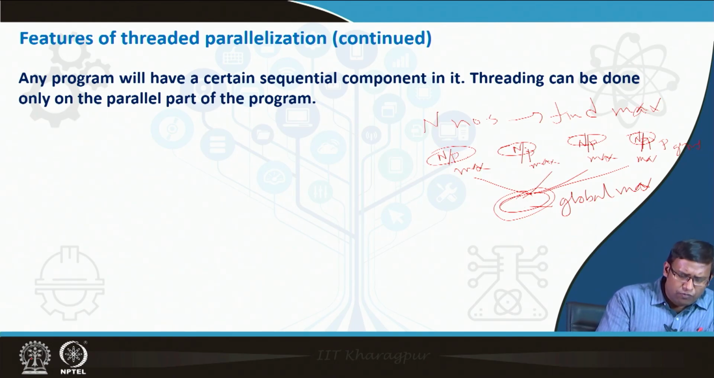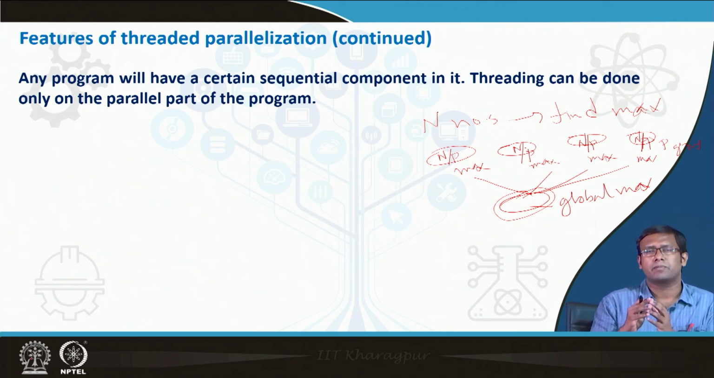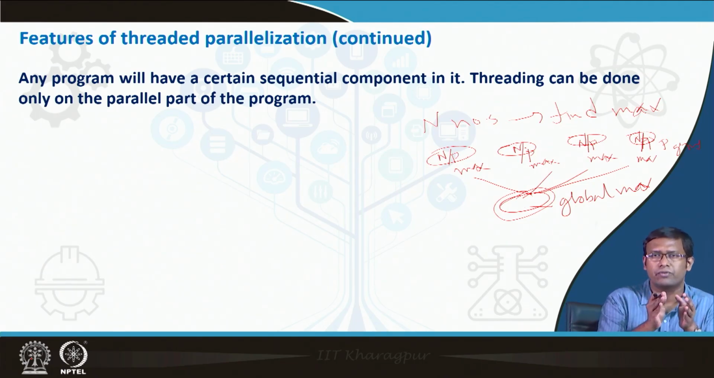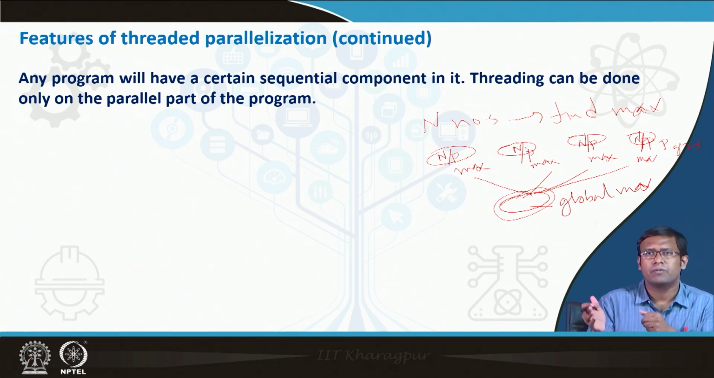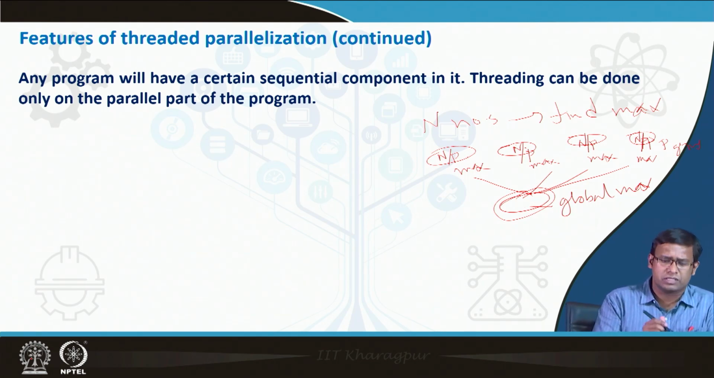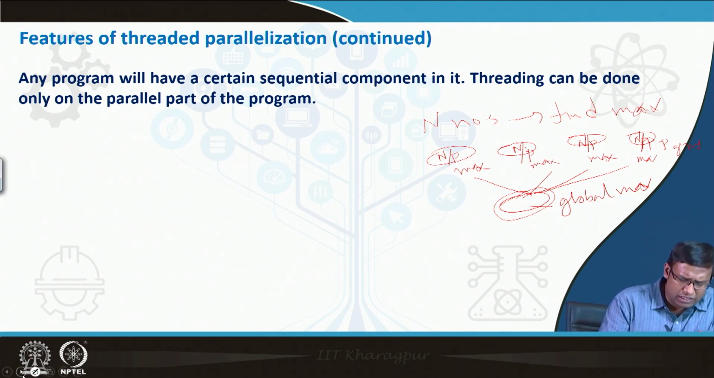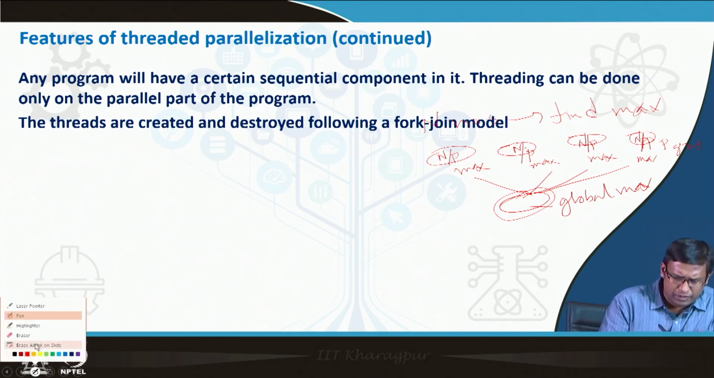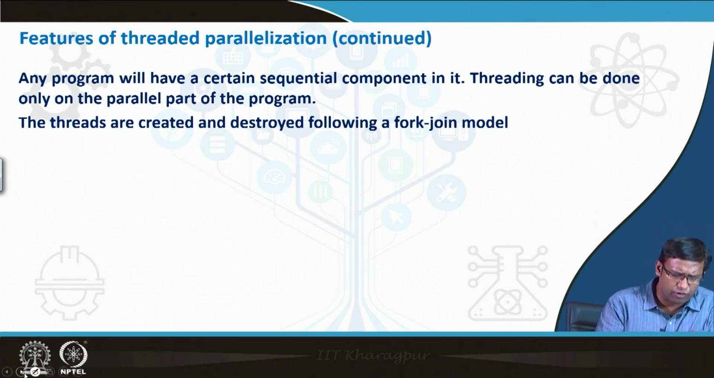So we have to be able to control the number of threads. There will be a large number of threads. When we go to the sequential part, most of the threads will be destroyed, and only one thread will be active, and take care of the sequential part. Again, when another part of parallelism comes, these threads will be active, and this is done through creation and destruction of threads using a fork join model.